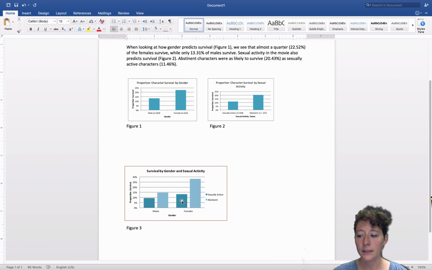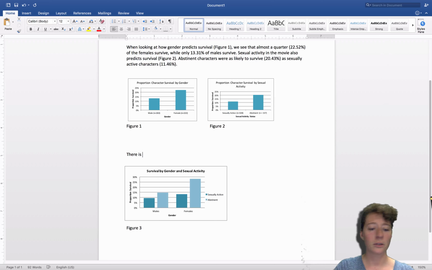The sexually active females, their survival rate was 13 point something. And that's the same as the average male. They die 13 point something percent of the time. So that's a very interesting pattern, because before we thought females were safer, but it turns out only if they are abstinent. So let's write that up.